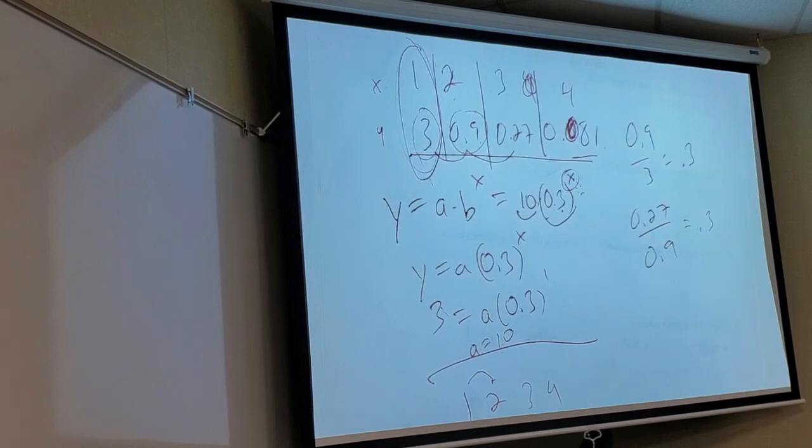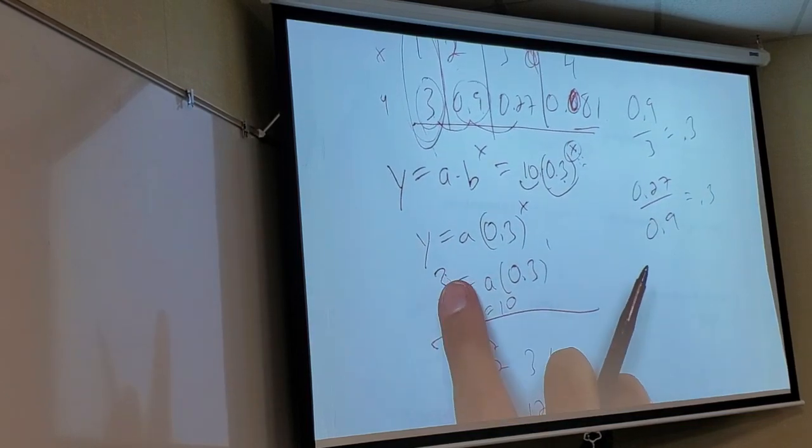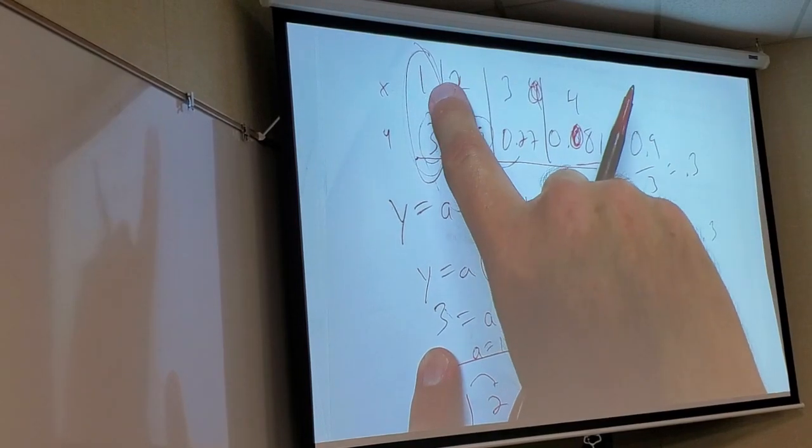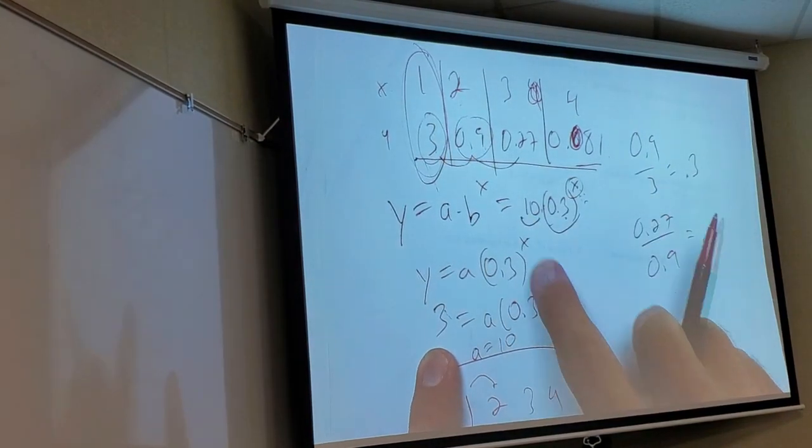Why was the 3 in front of the equation? That's not in front of the equation. What does this point say? When I make the input 1, the output is 3.